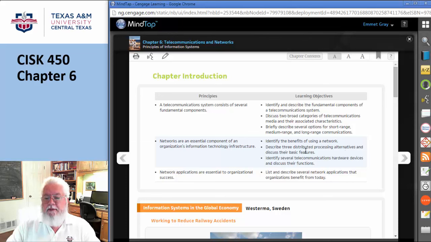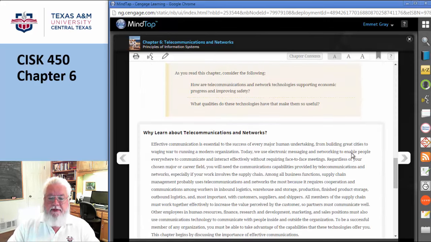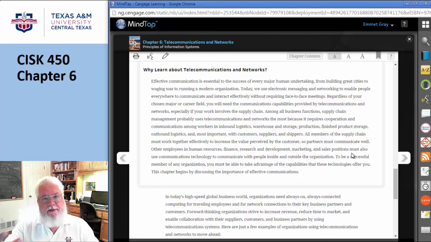Describe three distributed processing alternatives. Identify several telecommunication hardware devices, and list and describe network applications. Okay. I always like this gold section. The gold section basically says, why do I need to learn this?